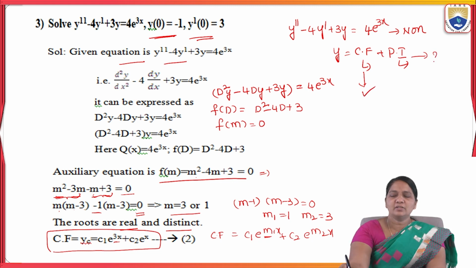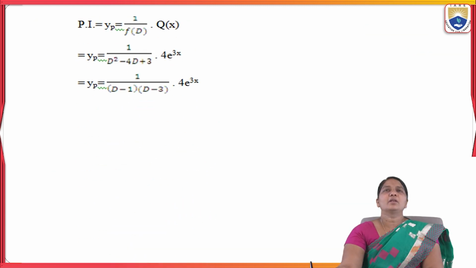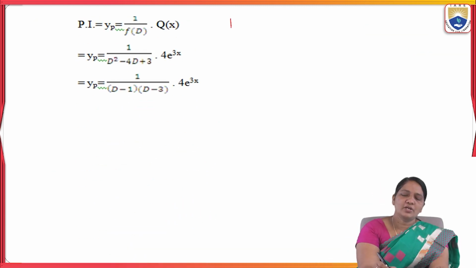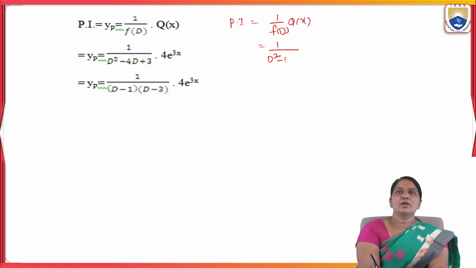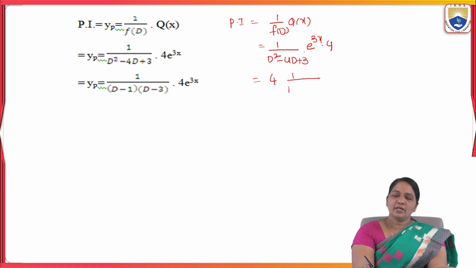Now we find the second part, the particular integral. What is the formula to calculate that? Particular integral equal to 1 by f of D into Q of x. What is the Q of x value? 1 by f of D is 1 by D square minus 4D plus 3, and Q of x is e power 3x into 4. Here 4 is a constant, taken out: 4 into 1 by D square minus 4D plus 3 into e power 3x.